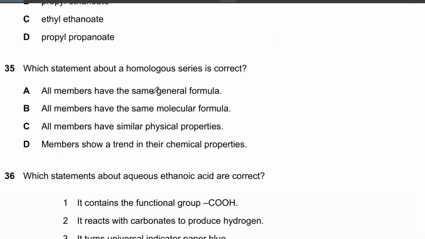Next question, question 35. Which statement about a homologous series is correct? A, all members have the same general formula. That is the answer. You don't even need to check the other options because members of a homologous series have the same general formula.